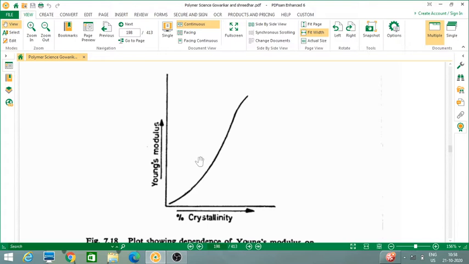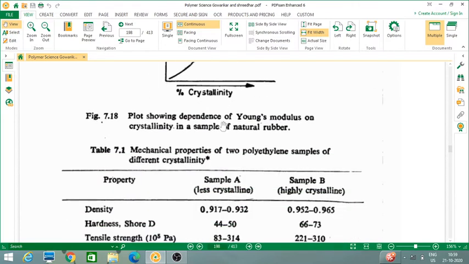And Young modulus is a measure of the ability of a material to withstand changes in length under lengthwise tension. Okay, so withstand the changes in length. First, it won't be able to withstand changes in length, but then as the crystallinity increases, it will be able to withstand the changes in length upon application of tension.